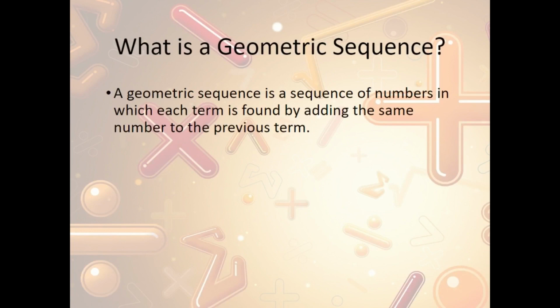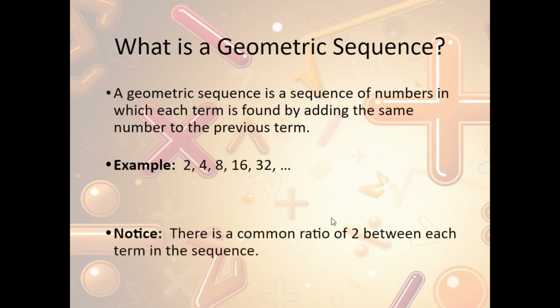What is a geometric sequence? A geometric sequence is a sequence of numbers in which each term is found by multiplying the previous term by the same number. An example of this would be 2, 4, 8, 16, 32. What you should notice is every time we move from one term to the next, we have a common ratio, or a multiple of 2. So we're multiplying 2 times 2 to get 4. 4 times 2 is 8. 8 times 2 is 16, and so on.